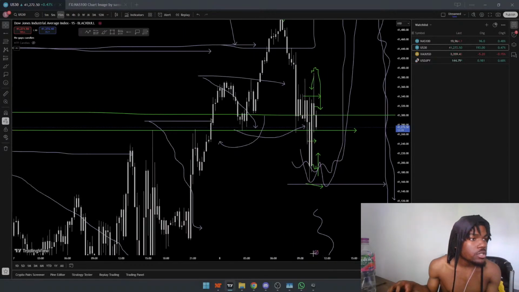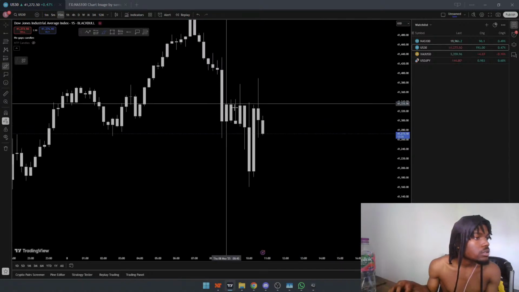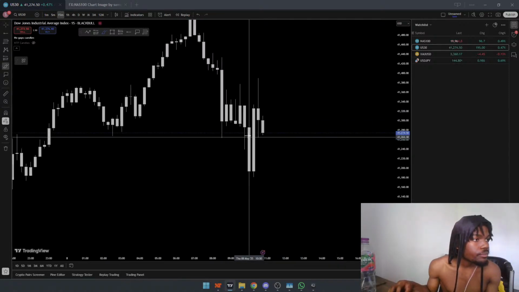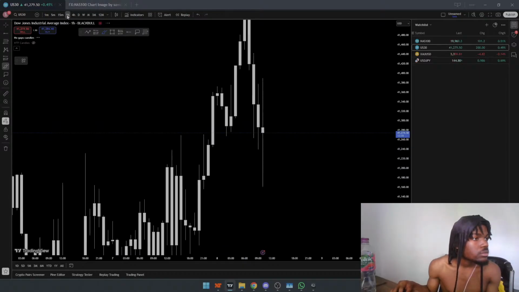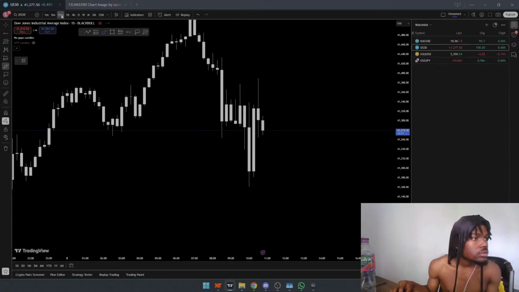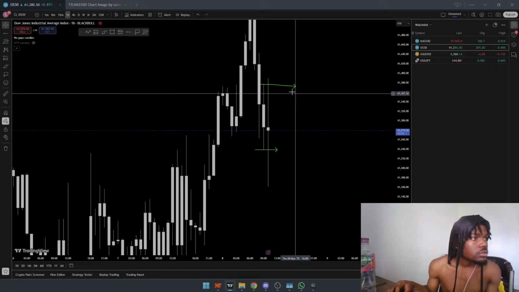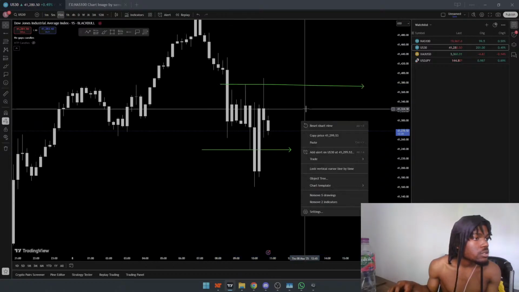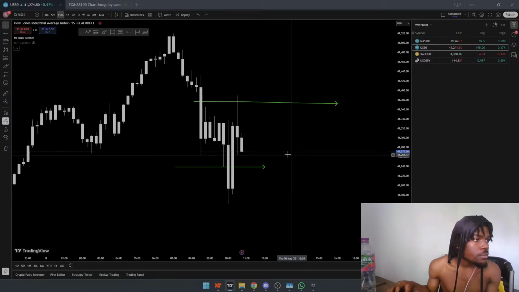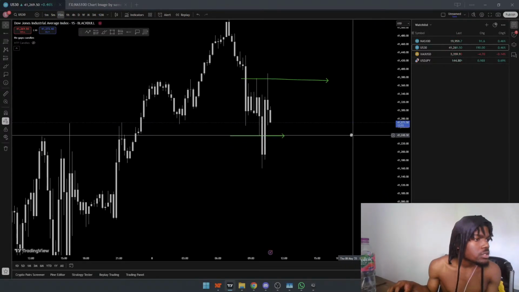US 30, I'll just observe in 15. I got all these drawings here though. Clear that. I'll just use the hourly for this. But the top and bottom of the range, it's a guideline, bro. It's just a guideline.